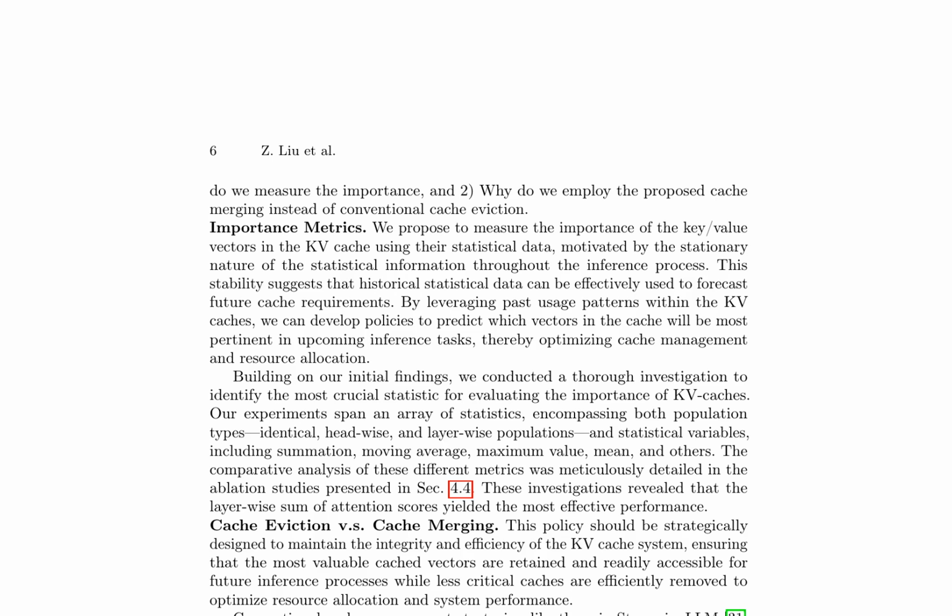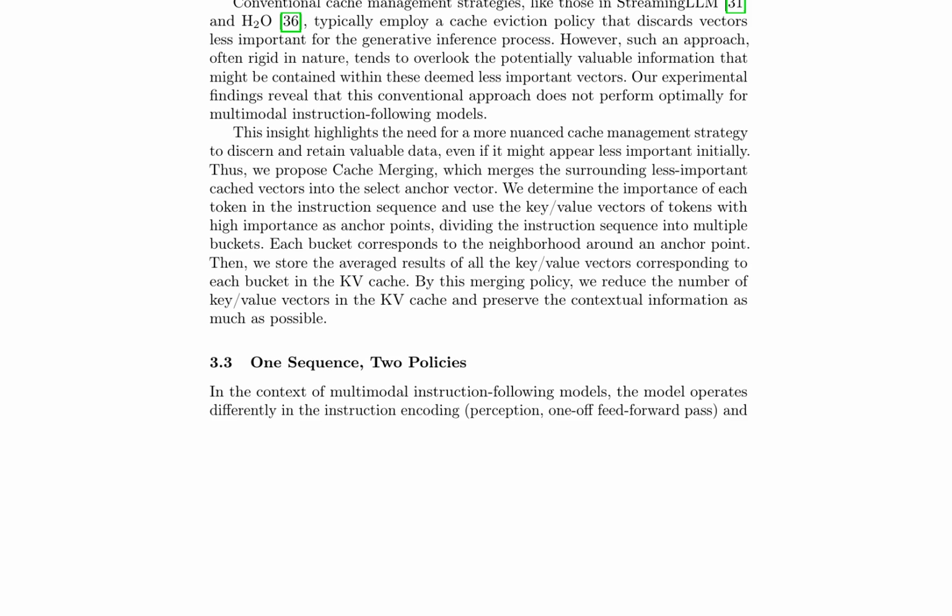Conventional cache management strategies, such as cache eviction policies, discard less important vectors, overlooking potentially valuable information. In contrast, the proposed cache merging strategy merges surrounding less important cached vectors into a select anchor vector, determined by the importance of each token in the instruction sequence. This approach reduces the number of key-value vectors in the KV cache while preserving contextual information.